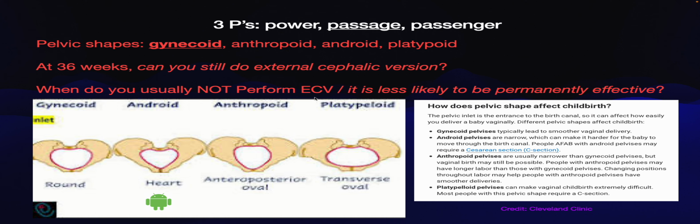It is usually not performed, external cephalic version, when in labor, because the uterus is harder due to contractions. There's a lot more motion, and for a similar reason, it's less likely to be permanently effective because of all the motion and commotion. And so even if you are able to manipulate the fetus into a more ideal presentation, there's still a chance that they could spontaneously revert back into a presentation that is suboptimal.